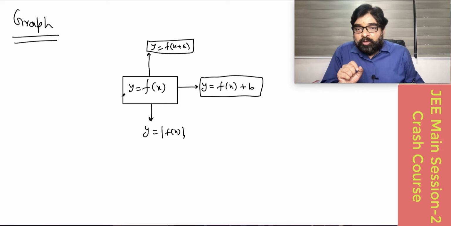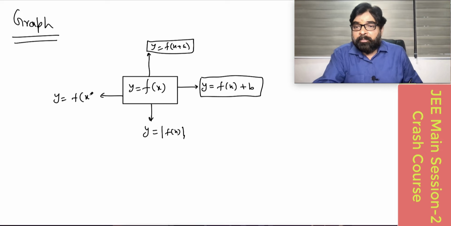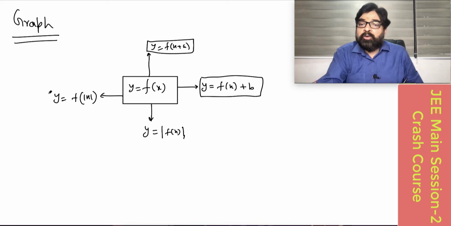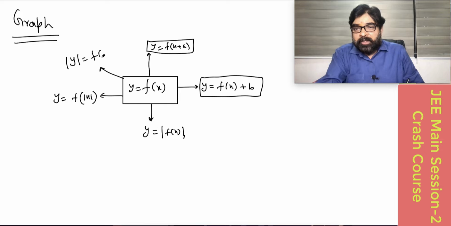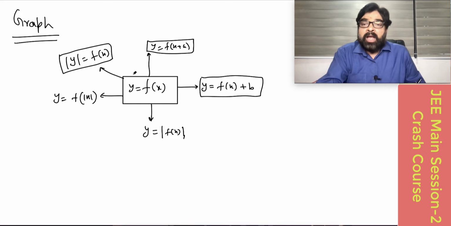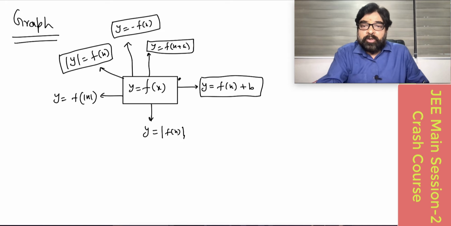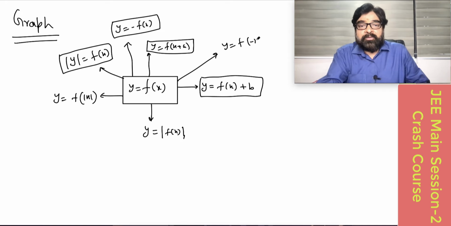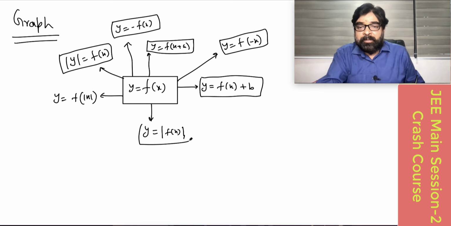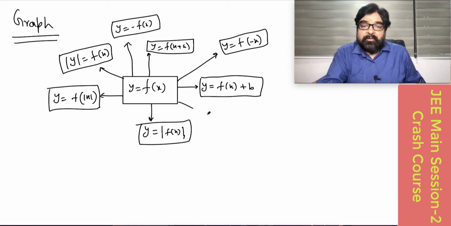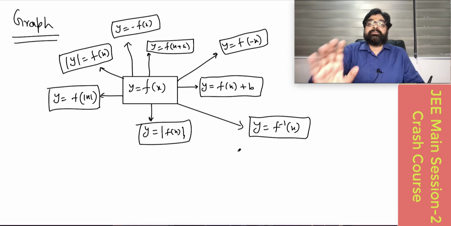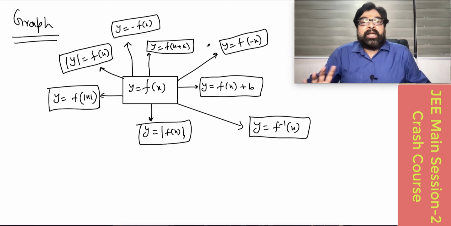Are you getting my point? How to get the graph if mod is put only on the variable x, not on the complete function? How to get the graph for y equal to mod y, where mod is kept only on the y? How to get the graph if a minus sign comes in front of the function? How to get the graph if a minus sign comes in front of the variable? Are you able to understand my point? And finally, how to get the graph of the inverse function by using the y equal to f(x) graph. So in total, there are 8 methods.